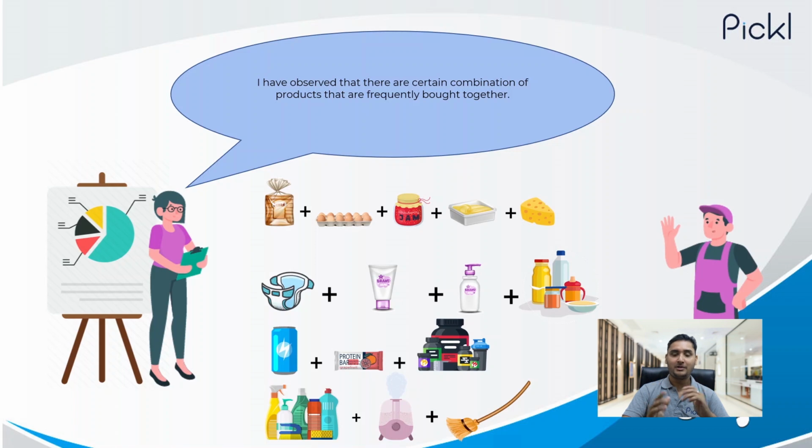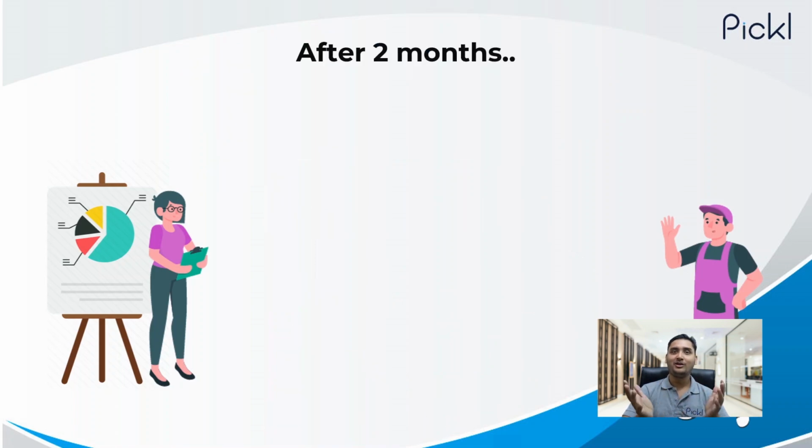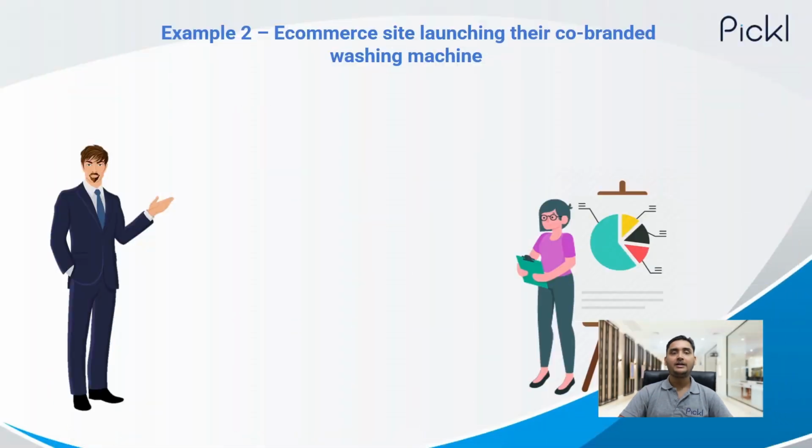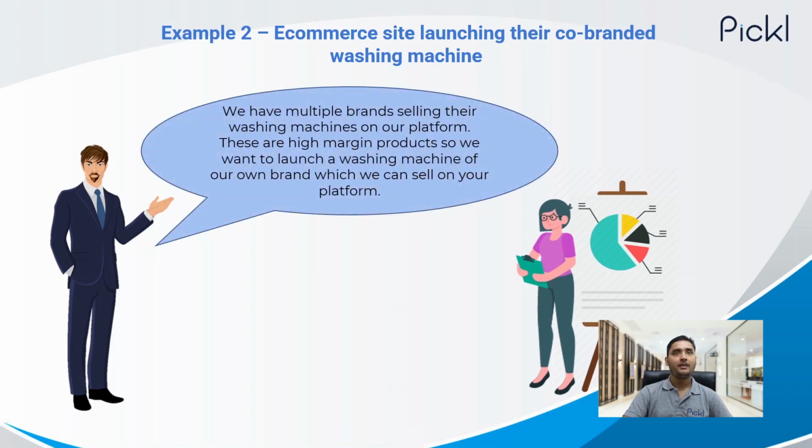So with this strategic placement, we see that the owner was able to achieve the sales growth that he was looking for. Let's look at another example, a little more complex problem where we will see how data analysis can help decide a selling price for a product. Let's say you're working in an e-commerce platform and your manager comes in and says that we are already selling multiple brands of washing machines on our e-commerce platform, right?